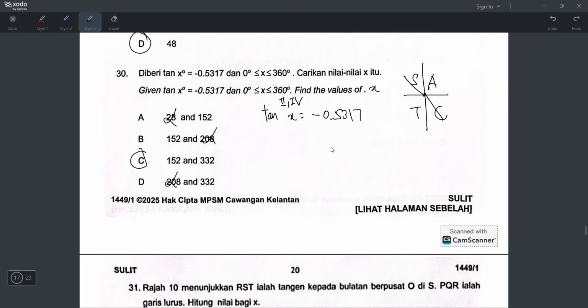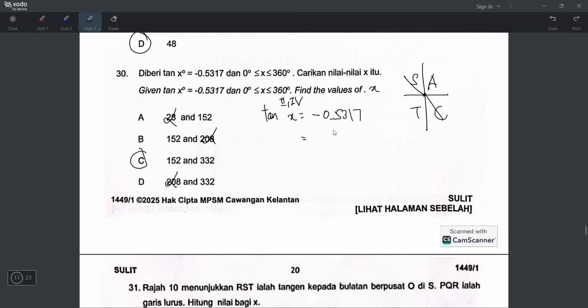But of course I'll show you the whole thing, how to write it all out. You have to press the calculator, shift tangent 0.5317. Please don't press the negative, because you're trying to get the reference angle now. So you get 27.999, which is about 28.